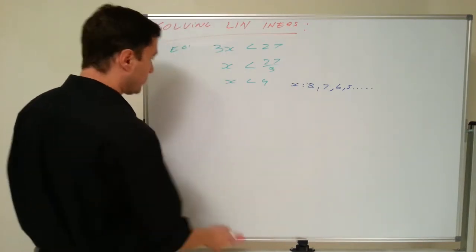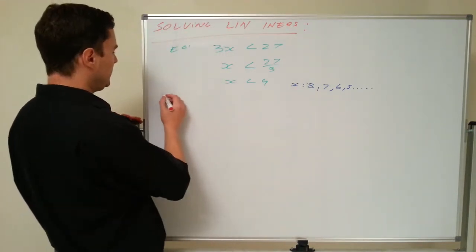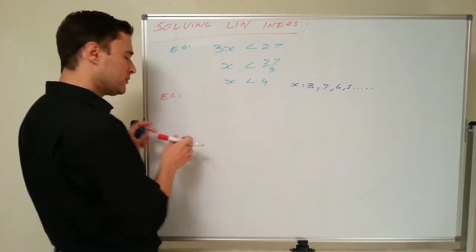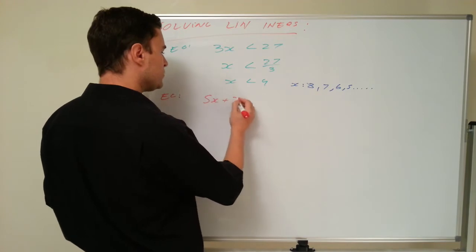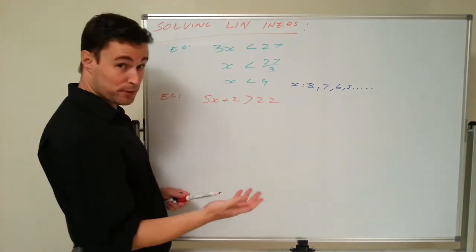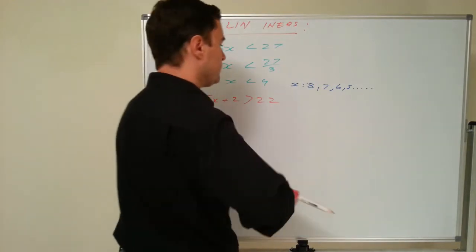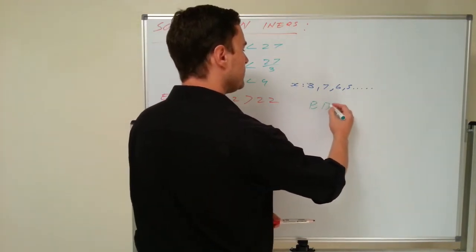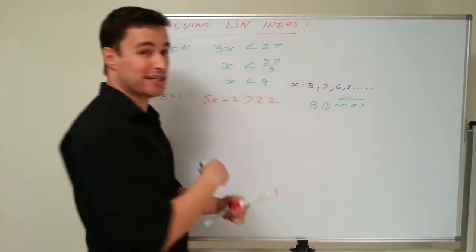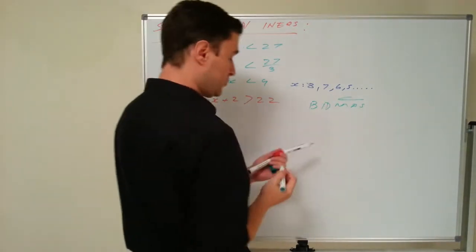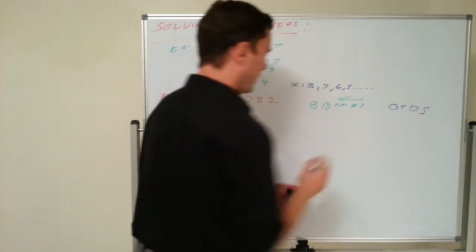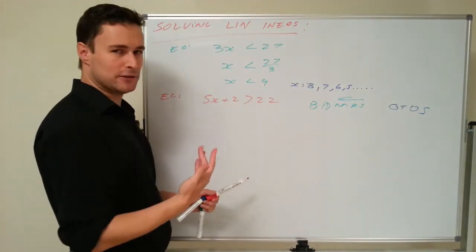Let's do an example. I'm going to swap colors just so I can see what I'm doing here. 5x plus 2 is greater than 22. So, reverse BIDMAS. I'm going to be doing BIDMAS backwards to decide what to get rid of first, and then I'm going to be doing the opposite to the other side to actually get rid of it. OTOS, opposite to other side. That's how I like to do it.